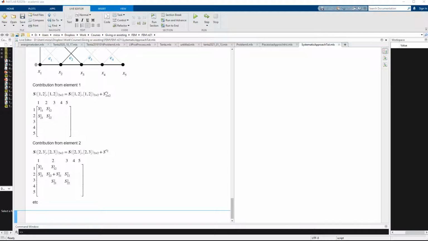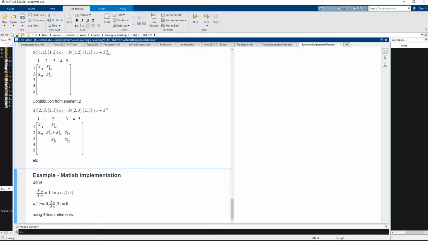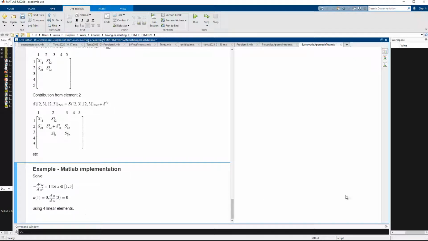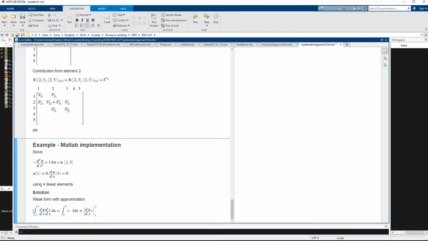Now, we will take a look at an example to implement this in Matlab using 4 linear elements. We will look at this same problem, and we'll apply exactly the same boundary conditions, but now we're going to use 4 linear elements. This will be a piecewise linear solution. We derive the weak form, and we just put it here because we have done that a couple of times now, and then we look at the approximation.